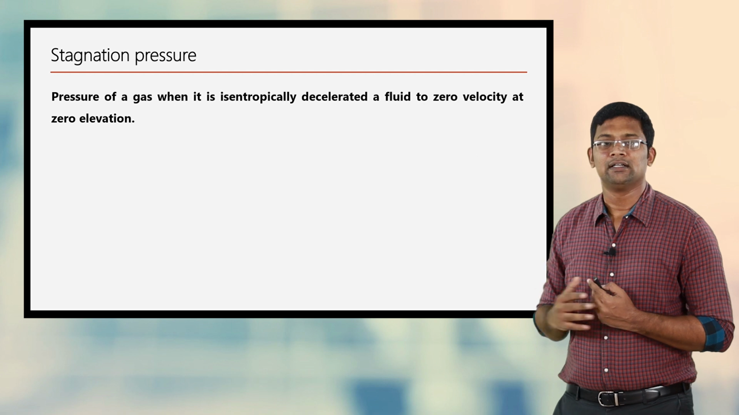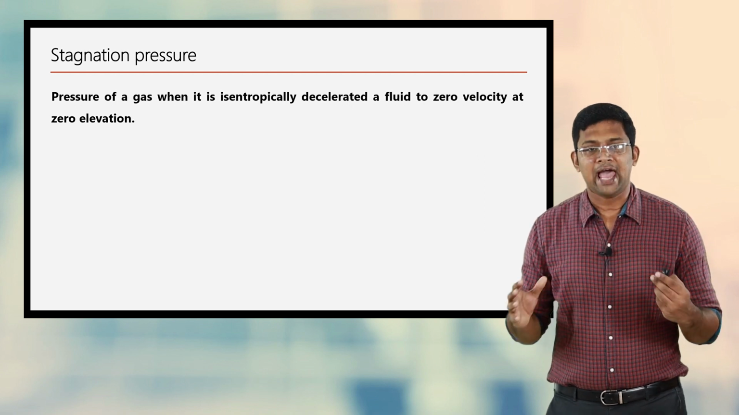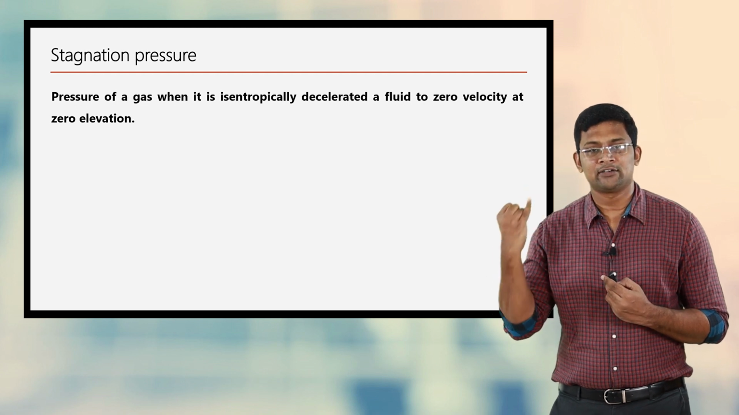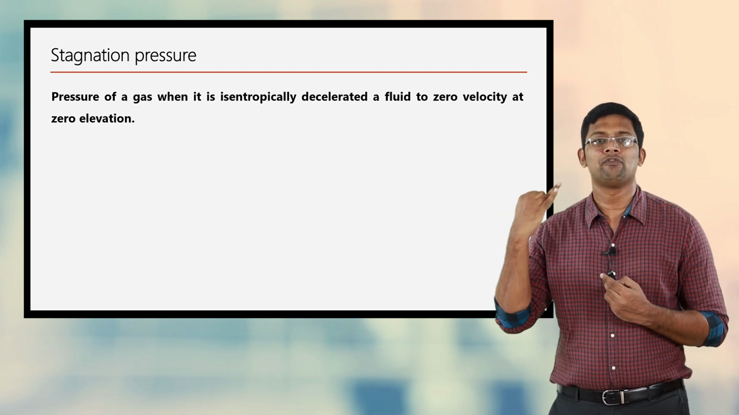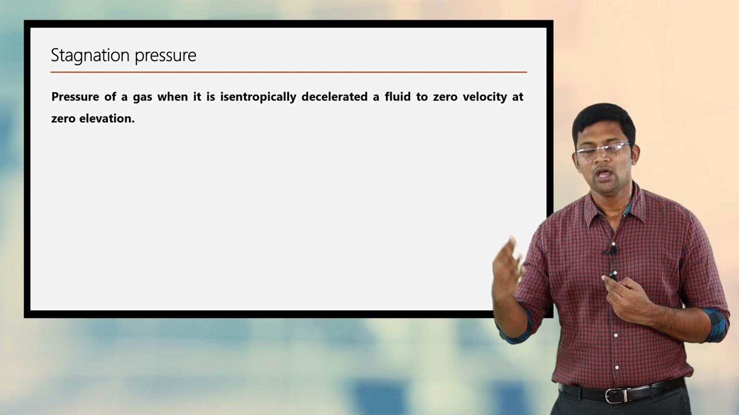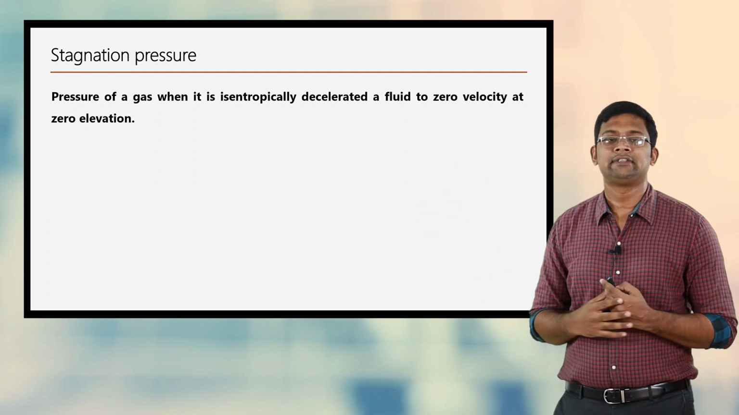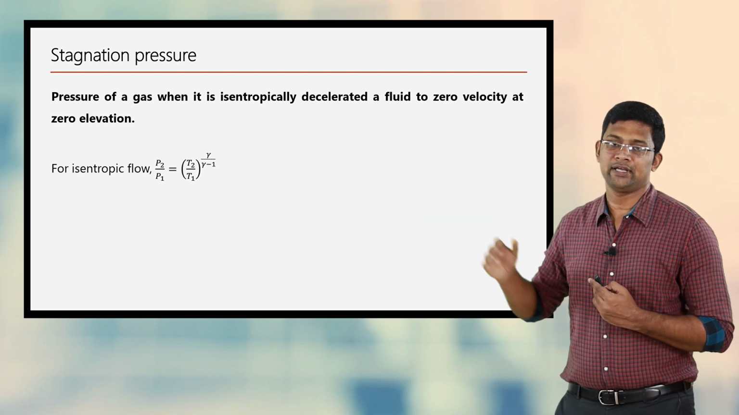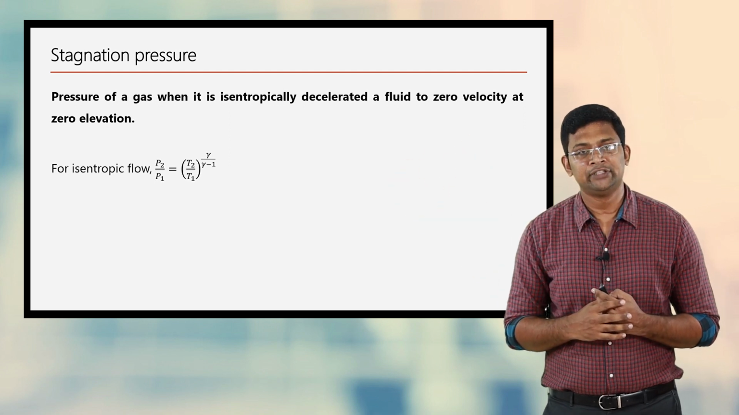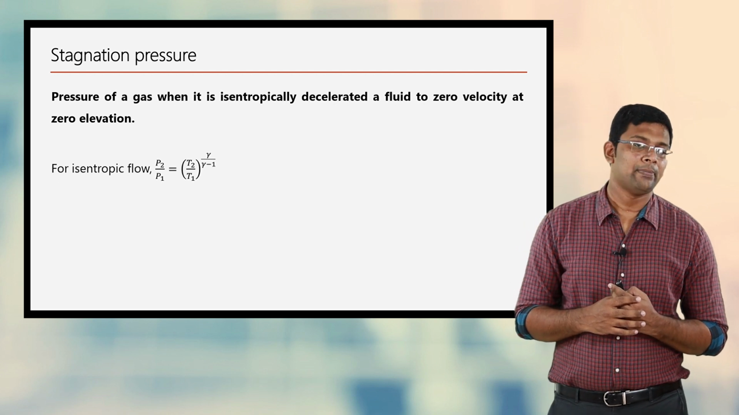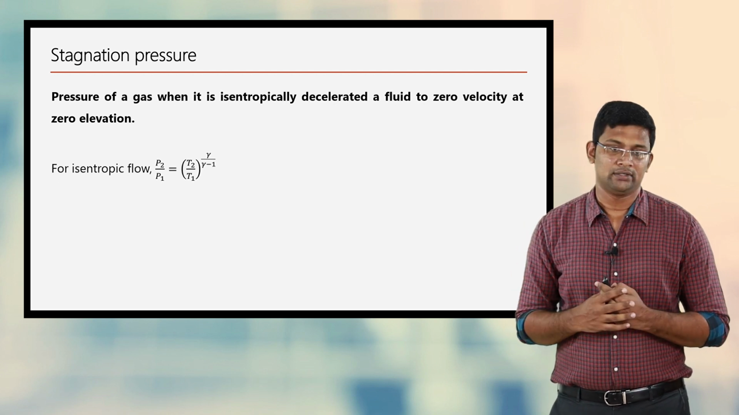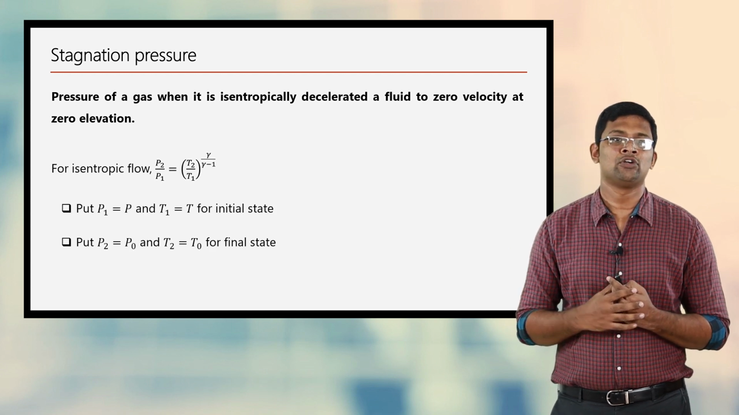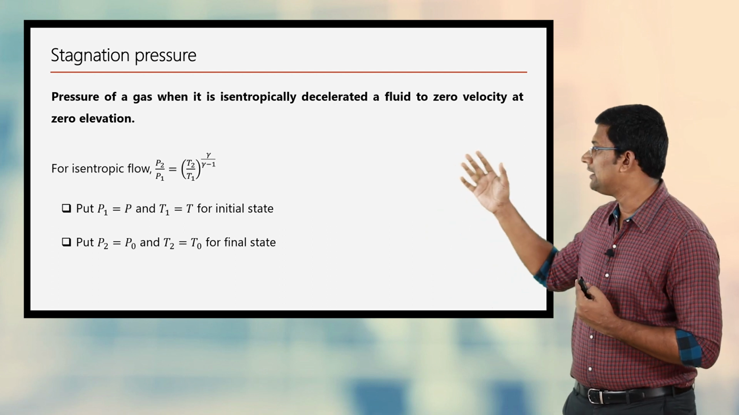Now let me explain stagnation pressure. Stagnation pressure is defined as the pressure of a gas when it is isentropically decelerated to zero velocity at zero elevation. For obtaining the expression, you can take the expression for an isentropic flow connecting pressure and temperature. P2 by P1 is equal to T2 by T1 all raised to gamma by gamma minus 1. Again, the substitutions to be made. For the initial state, you can substitute P1 is equal to P and T1 is equal to T.